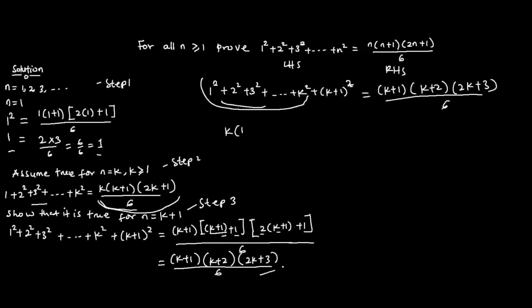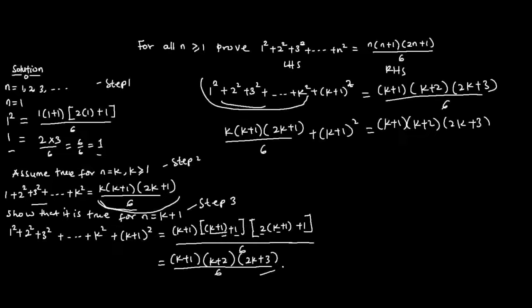So you have k multiply with k plus 1 multiply another bracket 2k plus 1 divided by 6, then plus k plus 1 squared should be equal to what you have on the right hand side, which is k plus 1 multiply with k plus 2 multiply with 2k plus 3, all this divided by 6. The only thing you have to do here is prove that this value here is equal to this value here. Okay, so let's do that.